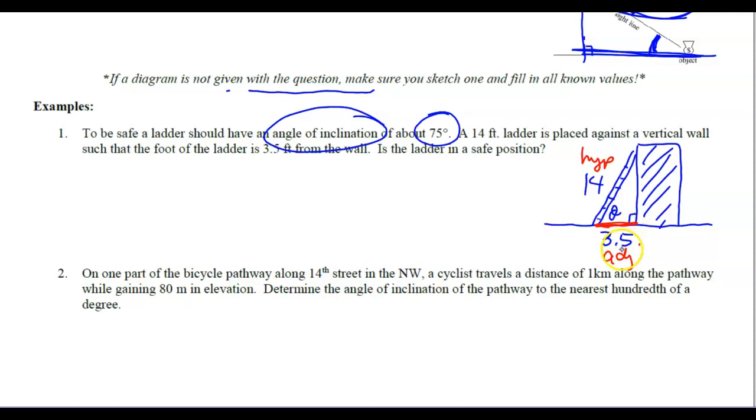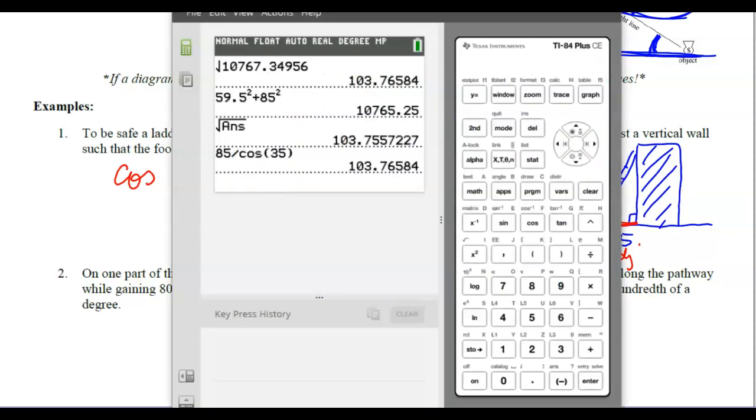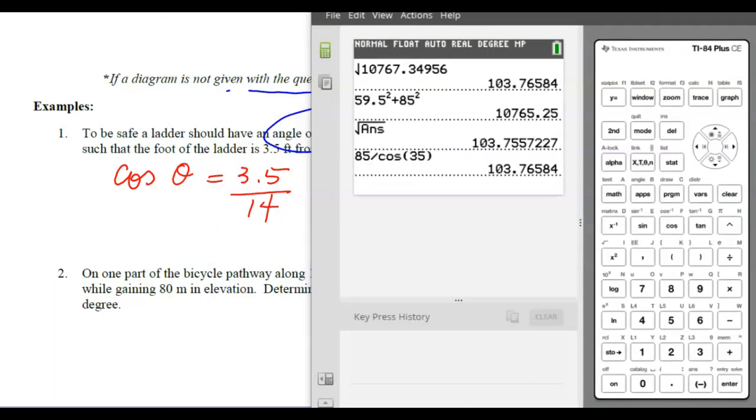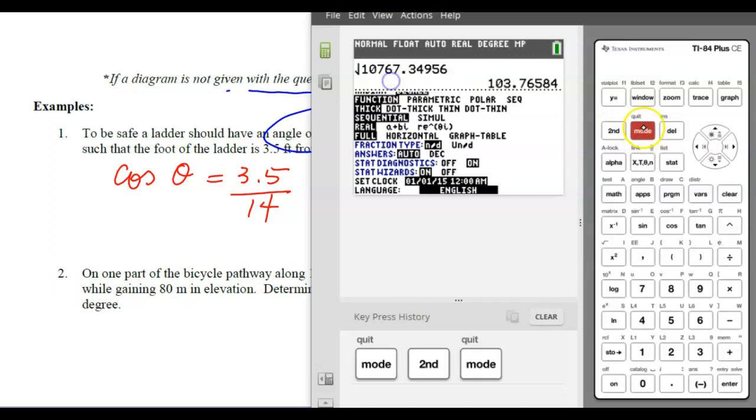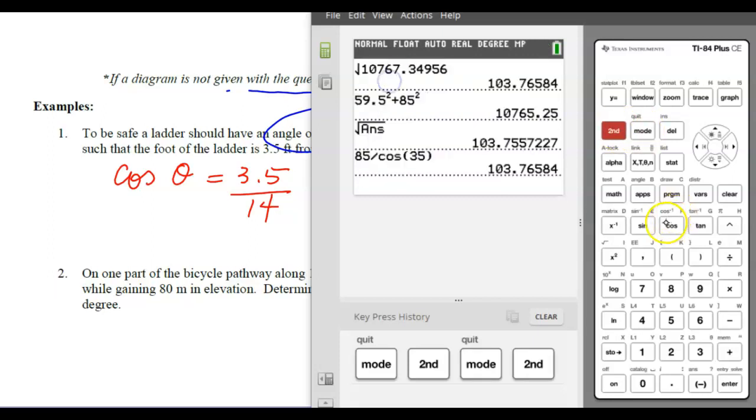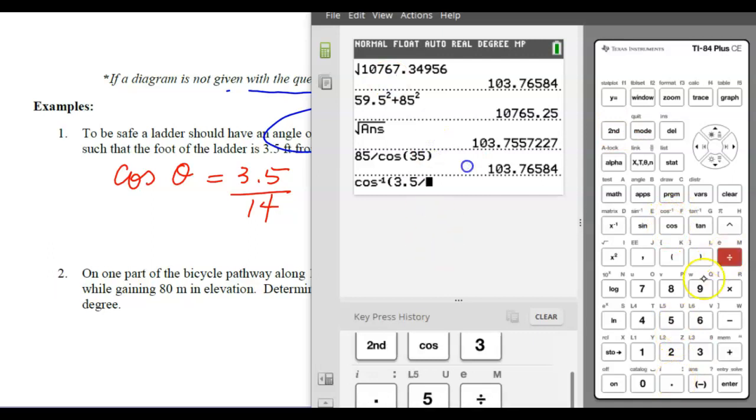If we have adjacent and hypotenuse, take a look at your formula sheet, flip back in your notes: what uses adjacent and hypotenuse? Who wants to tell me? Cosine. Good. So cos of theta is 3.5 over 14. We're looking for an angle, so you get out your calculator. You've checked that it's in degree mode. Let me make sure mine is. It is. And then I go second cos, 3.5 divided by 14.